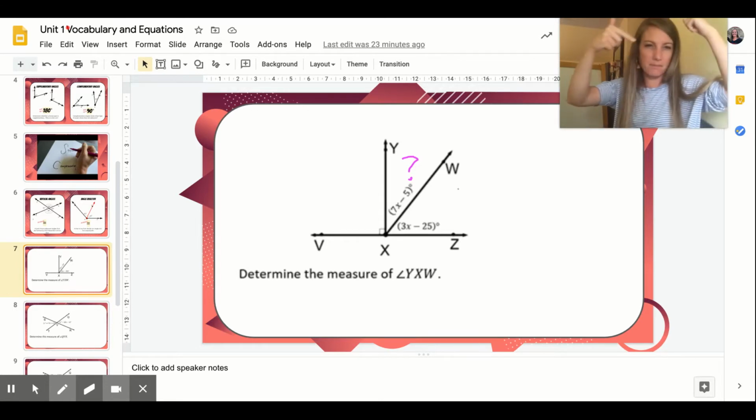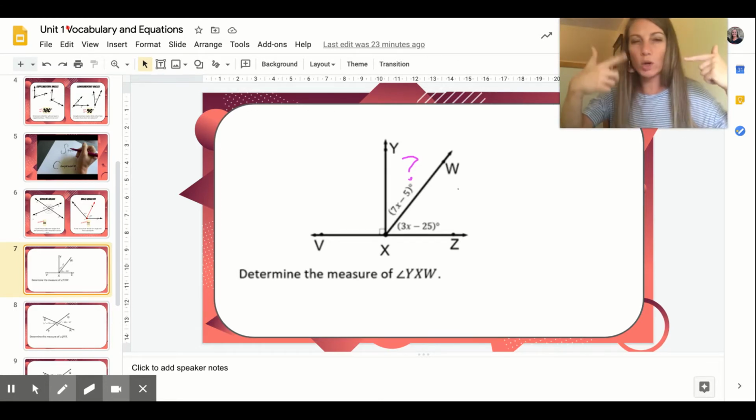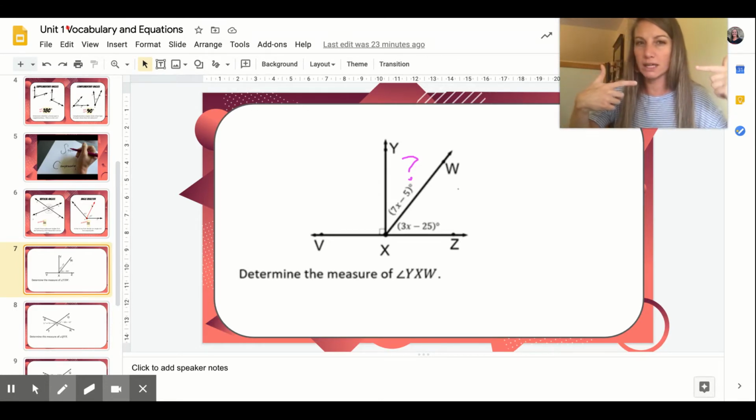Here's what I'm thinking, my metacognition. What is the relationship between these two expressions that we have here? How does 7x minus 5 relate to 3x minus 25? Are they equal? Is XW a bisector? Do we know that? Because you can never assume. You know what happens when you assume. So what kind of relationship do they have? Look at it.